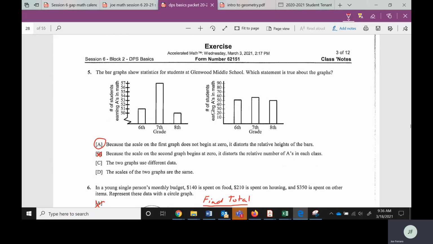No, 6th grade's 51. This is just over 50, so let's look at 51, just under 60, so that could be 57, and so on. And the scales on the 2 graphs are the same. No, this starts at 50 basically and goes up by 1. This goes up by 10s. Okay, so that's some misleading graphs.